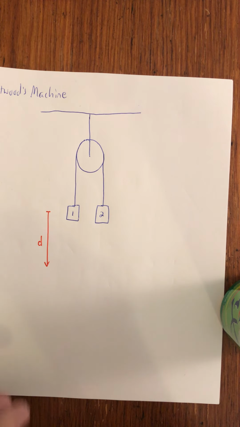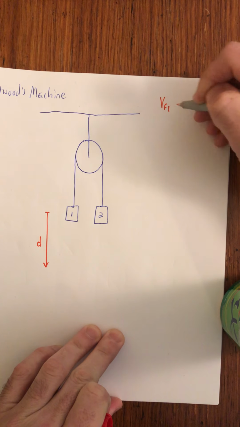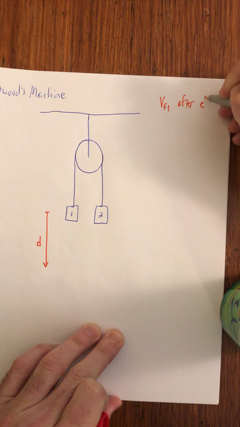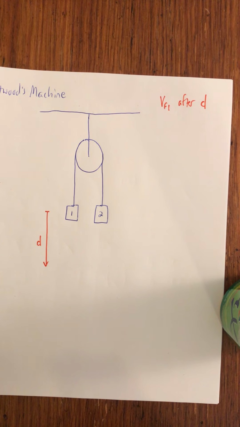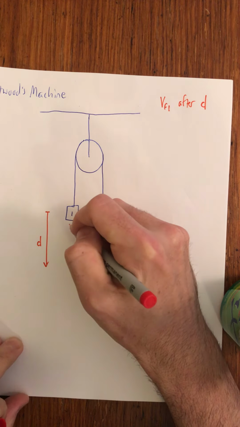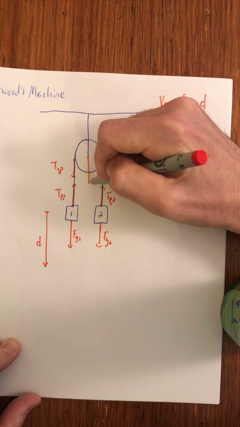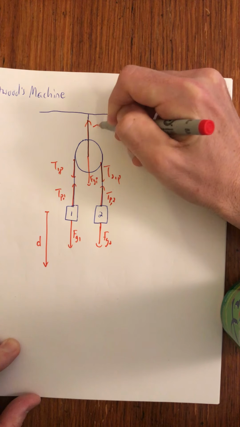So we're going to find out what VF1 is after it has fallen a distance of d. That's our problem. And we're going to start out using the work energy theorem. Let's start, as we always do, with the forces. I still have Fg1, I still have Tp1, here is T1p, here is Tp2, here is Fg2, here is T1p, once again Fgp, and Tp up.